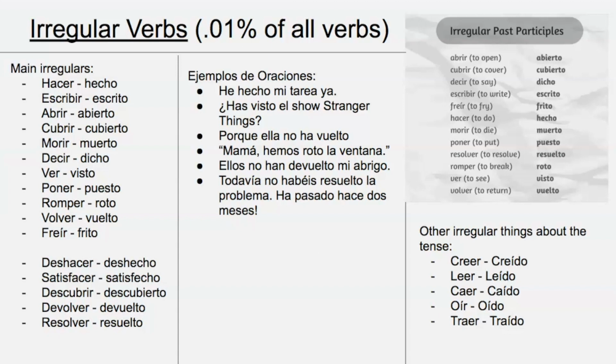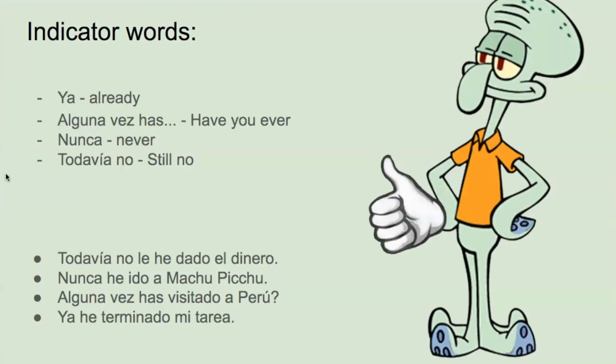Okay, so now let's get into some indicator words for the tense. These 4 specifically, not 100% nunca, but these other 3 definitely. So ya, which means already. An example of this can also be ya basta. Basta is enough, so people say like ya basta, or enough already. Okay, alguna vez has, have you ever, and then you conjugate the next participle. Nunca, never, todavía no, still haven't.